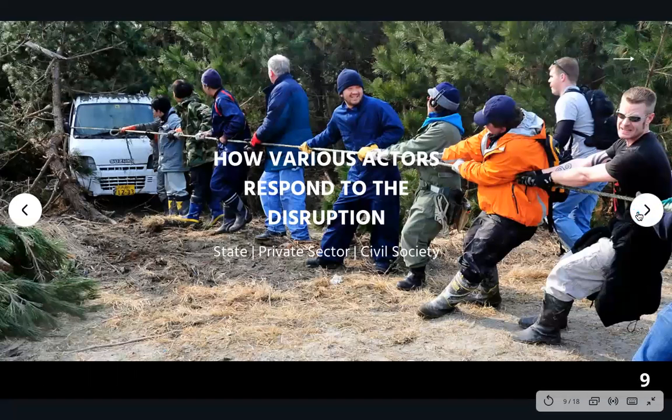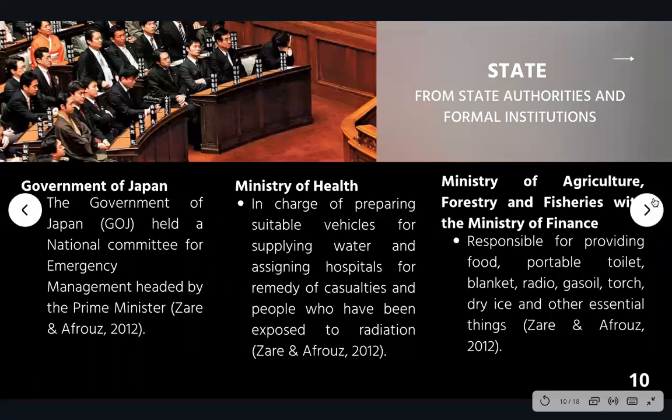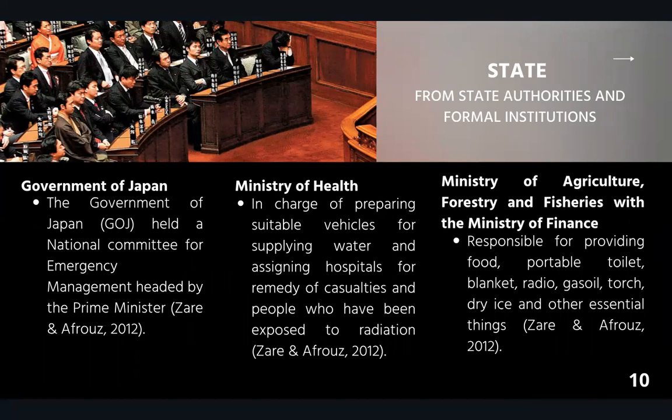Next, we will be tackling how various actors responded to the disruption. First, we have the state, from state authorities to formal institutions. One of the primary actors in this disruption and response was the government of Japan, which held a national committee for emergency management headed by the prime minister.